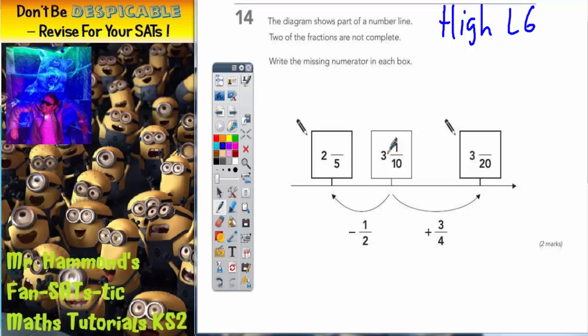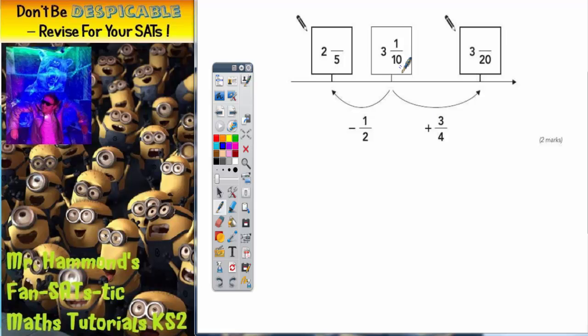We've got 3 1/10 and we need to subtract a half from this. Well, the first thing to do is to change a half into tenths. So a half is the same as 5/10. So we need to do 3 1/10 take away 5/10. Well, if we get rid of that 1/10 to take us down to 3, we would then have to take away another 4/10. So if we do 3 take away 4/10, that will get us to where we need to be on this box. Well, 3 take away 4/10 would be 2 6/10.